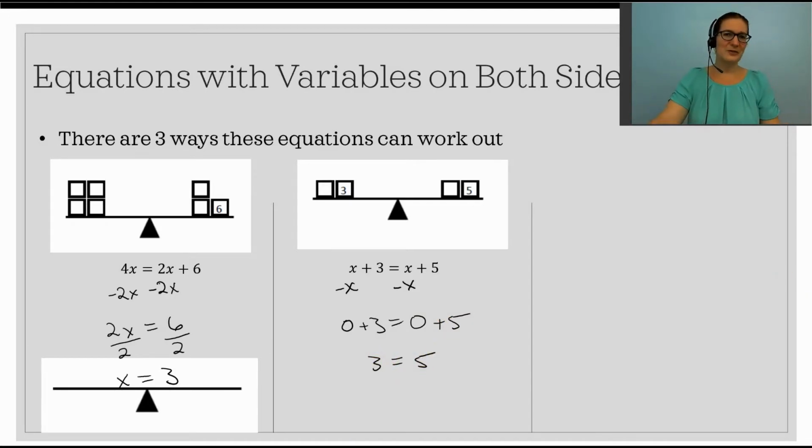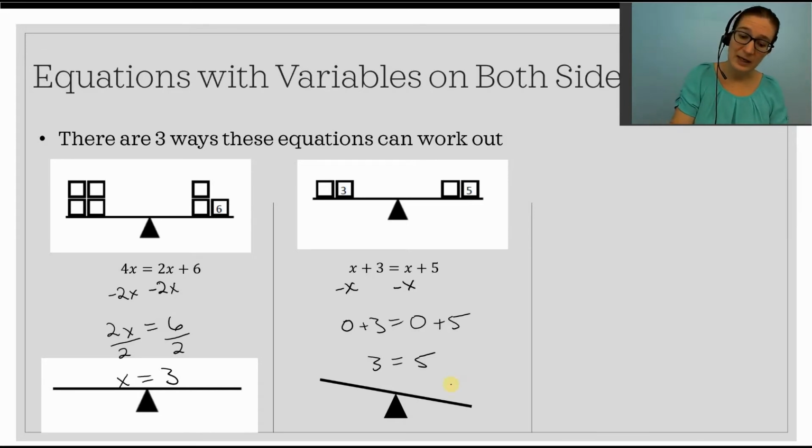Well, 3 equals 5 is not true. That's always going to be unequal. So what happened here with this problem is that they gave us an unbalanced problem to begin with. There's no way that 3 is going to equal 5. There's no number or value I could put in for x that's going to make 3 equal to 5. They are inherently unbalanced.